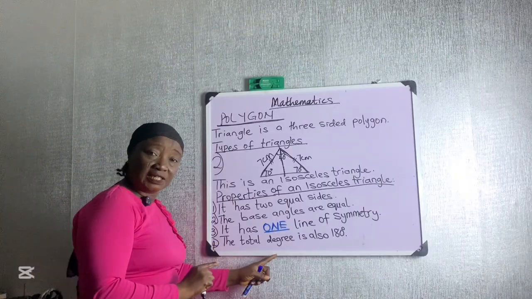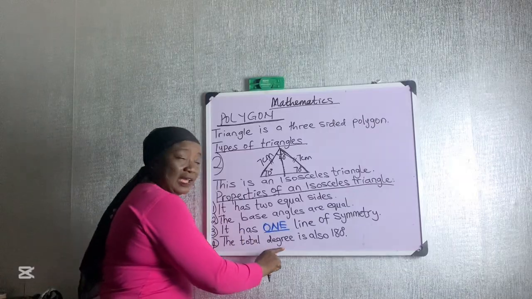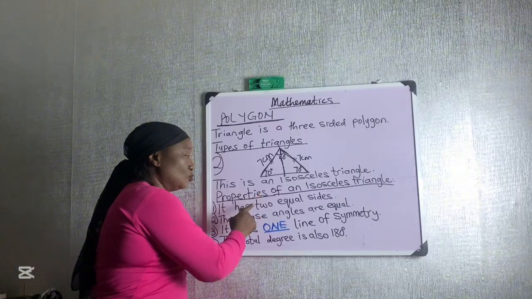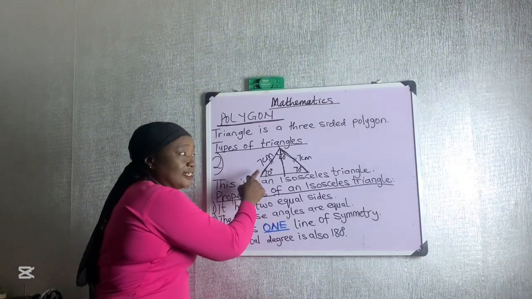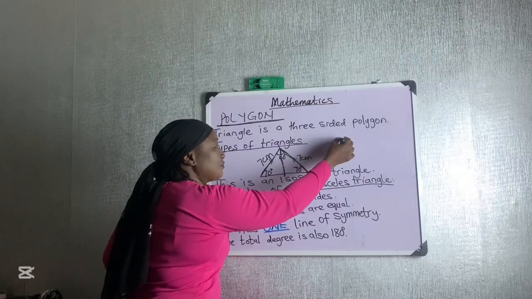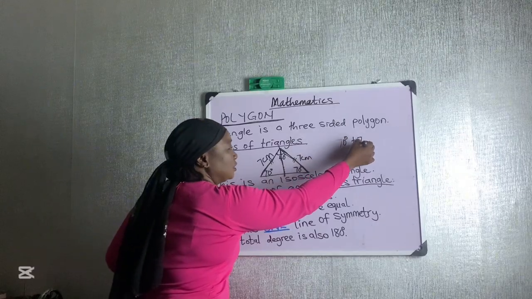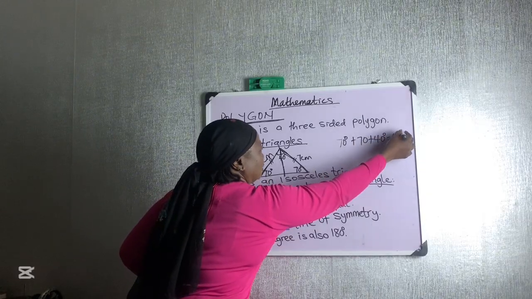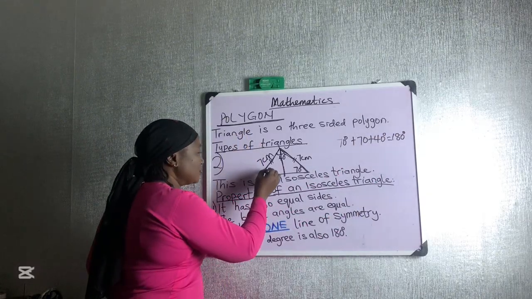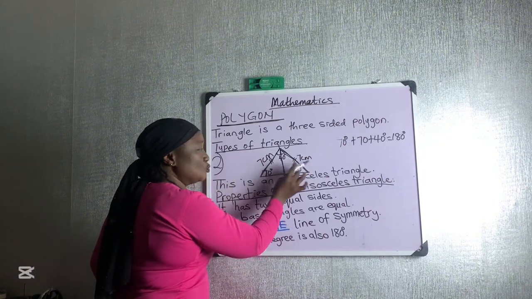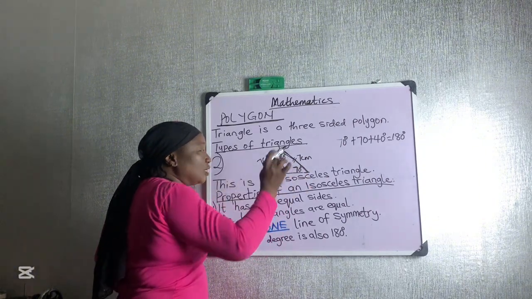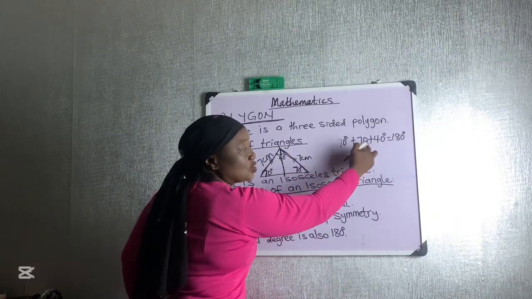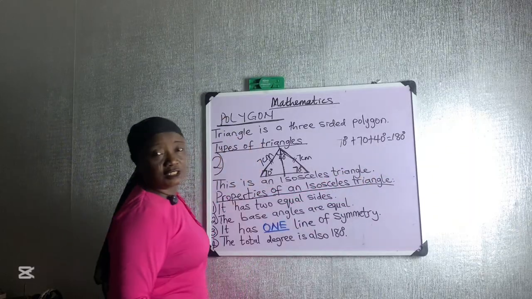And the total degree, as I've said before, in any triangle is 180 degrees. So in this isosceles triangle, the total must be 180 degrees. If you look at the board, 70 degrees plus 70 degrees plus 40 degrees must be 180 degrees. These are the two base angles, and to make 180, you say 70 plus 70 is 140. When you subtract 140 from 180, it will be 40 degrees.